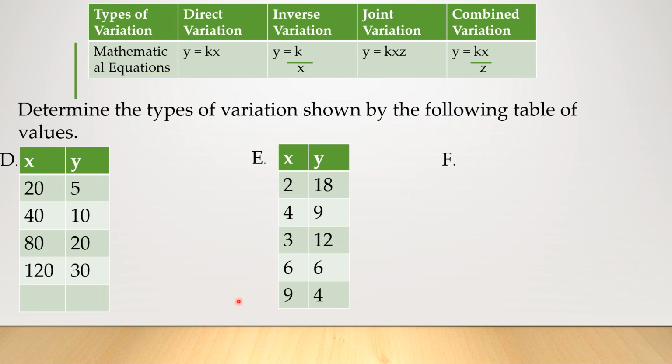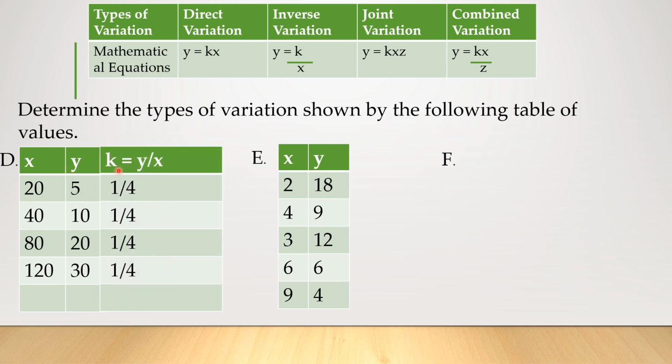Okay, next. X and y, two quantities, so it's either direct or inverse. So check. 20, 40, 80, 120, increasing. 5, 10, 20, 30, that is also increasing. So direct variation. Now we are going to get the ratio of y and x to solve for k. So the value of y, 5 divided by 20.